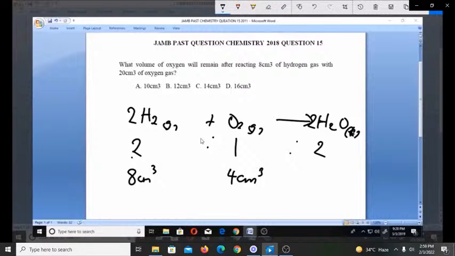But this time around, they are saying if you react this 8 of hydrogen with oxygen, which is supposed to take off 4, but we're having oxygen 20. So how many will be remaining? It's going to be 20 minus this 4 that is already taken up to give us 16 cm³. So the answer is D, 16 cm³. So very simple, you have to write the equation, then you have to deduce what your answer is from the equation. Thank you.